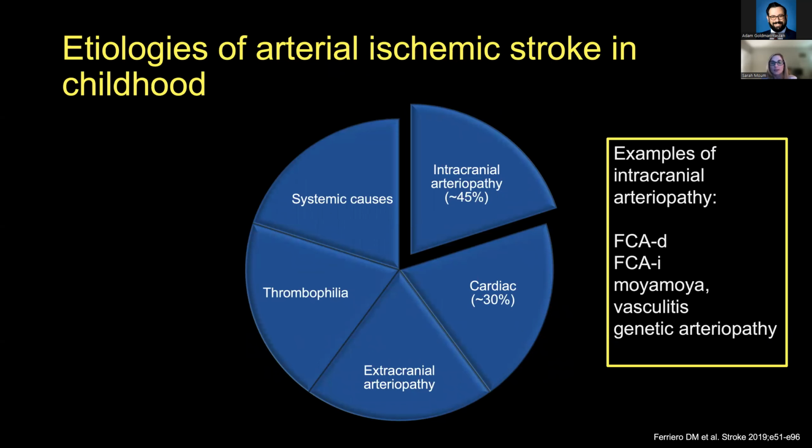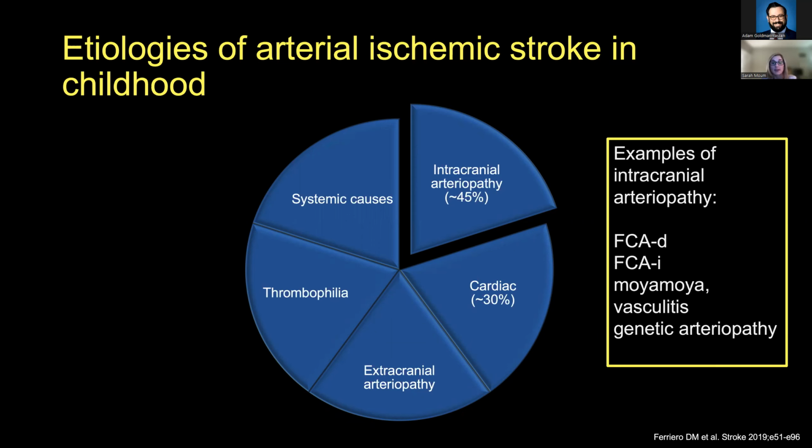Intracranial arteriopathies are the largest risk factor for childhood stroke. This group includes pathologies, including focal cerebral arteriopathy, which may be inflammatory or secondary to traumatic dissection, Moyamoya, and vasculitis. Extracranial arteriopathy makes up a separate category, and this is to highlight the prevalence of craniocervical arterial dissection in children, which accounts for approximately 7.5% of childhood ischemic stroke.